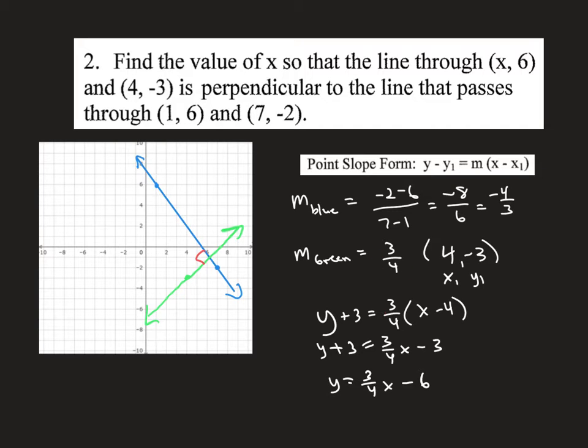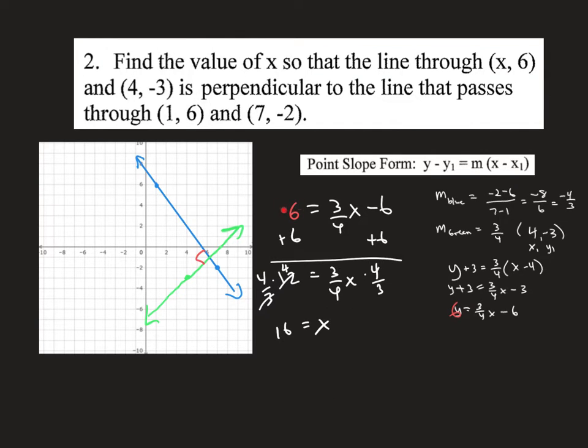3/4 is the slope times x minus x1, which is x minus 4. After we distribute and clean everything up, we get a final equation of y equals 3/4 x minus 6. Now we're going to substitute in the value of 6 into y and solve for x. So essentially, 6 is going to go right here.